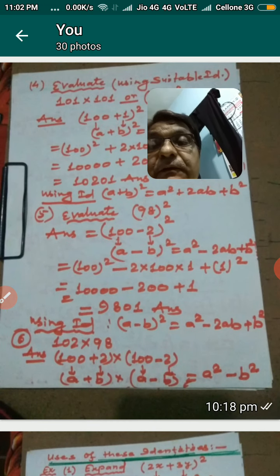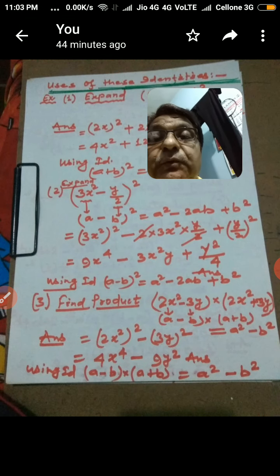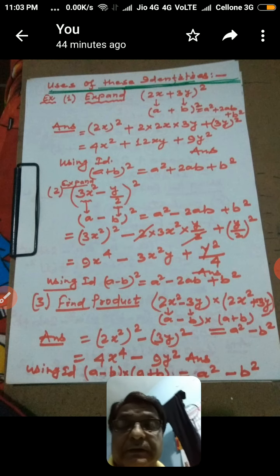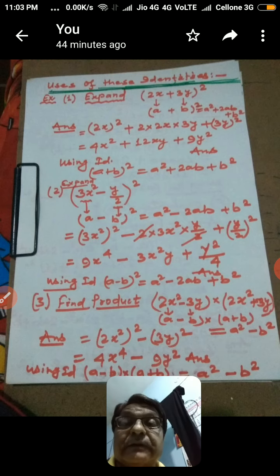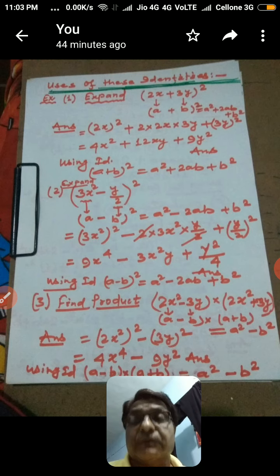Fourth one, just a minute. So this one, the use of these identities, you see, we are using in doing the expansion. So the first question is: expand (2x + 3y) whole square. You see, students, if you go through this page you can easily understand. I am just explaining one or two.